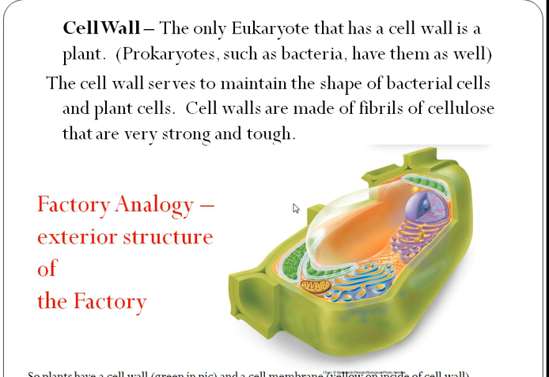So in our analogy, this cell wall would be like the exterior structure of the factory. And if you see this plasma membrane here, that's that little yellow-orange lining inside here. That's what animals only have. They don't have a cell wall with it, but both plants and animals have that plasma or cell membrane, which we'll talk about in a little bit.